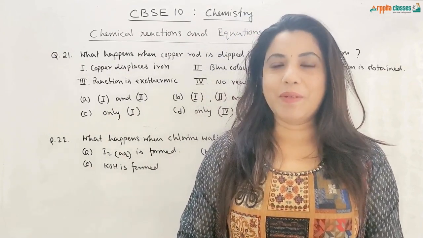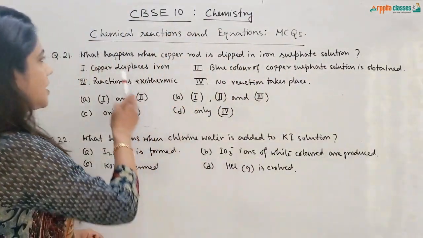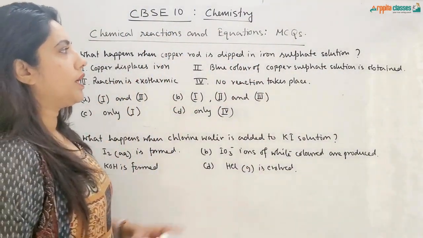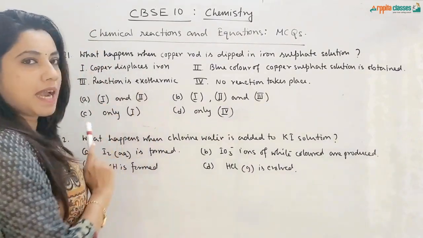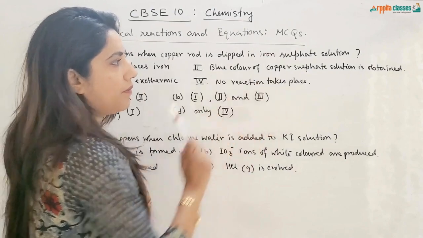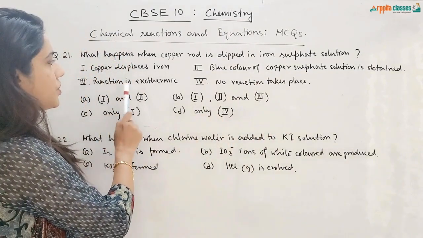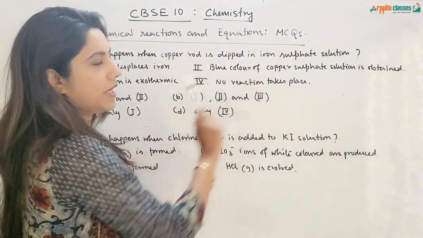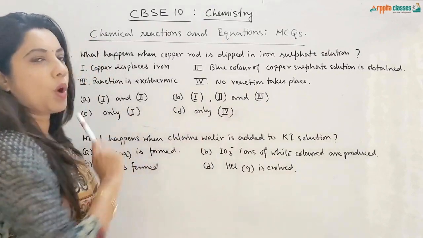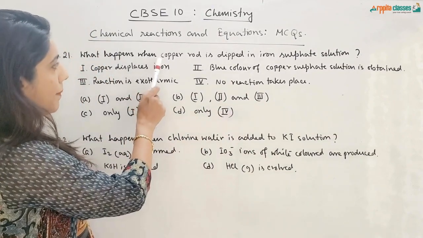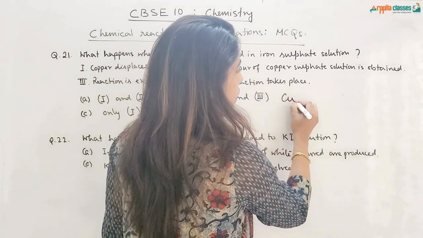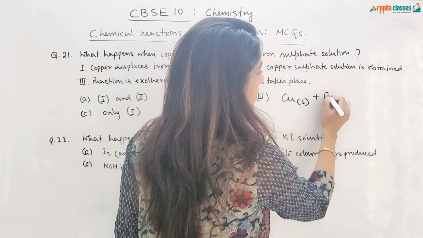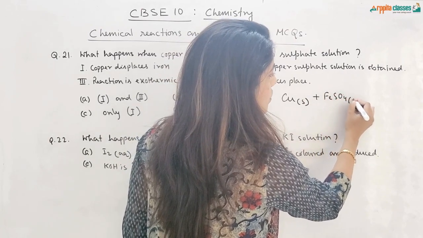Let's get started. Question number 21 is, what happens when copper rod is dipped in iron sulfate solution? Copper displaces iron, blue color of copper sulfate solution is obtained, reaction is exothermic, no reaction takes place. Let us see what happens when a copper rod, solid, is dipped in iron sulfate solution.